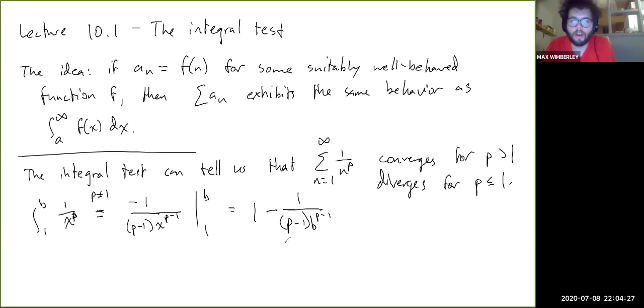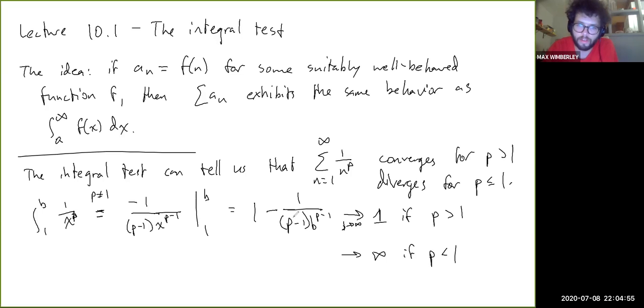Okay, so as you can see, this approaches 1 if p is greater than 1 as b approaches infinity, right? Because then this number here is positive, so this whole thing just goes to 0. But it approaches infinity if p is less than 1. Because if p is less than 1, this is actually negative, so this entire thing becomes positive, and since this exponent is negative, this expression goes to infinity as b goes to infinity.